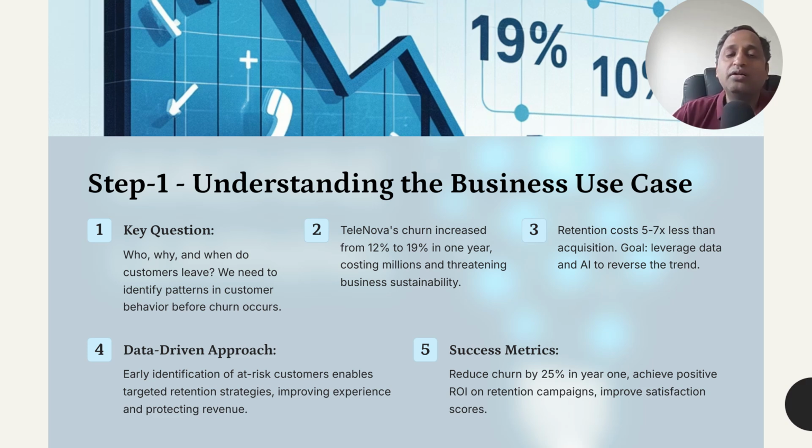So there is a strong business case for solving churn. Retaining a customer typically costs 5 to 7 times less than acquiring a new one. So if you can reduce churn even slightly, the impact on revenue and customers' lifetime value is significant. The goal here is to leverage data and AI to reverse this trend of customers leaving. So how do we do that?